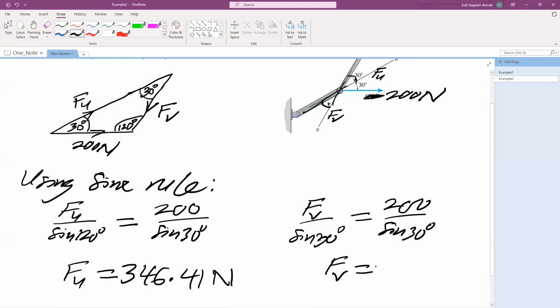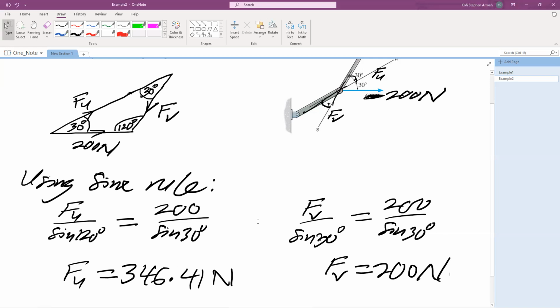And then the other one, I just need to change the sine 120 to sine 30, and then I'll press enter again. Of course, the sine 30 and sine 30 cancel. This just comes out to the same value as 200 newtons. So that is cool. And these are the components.